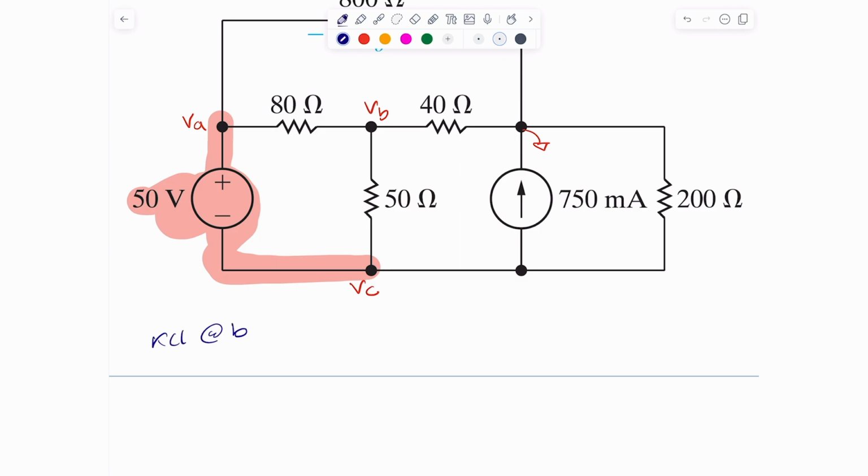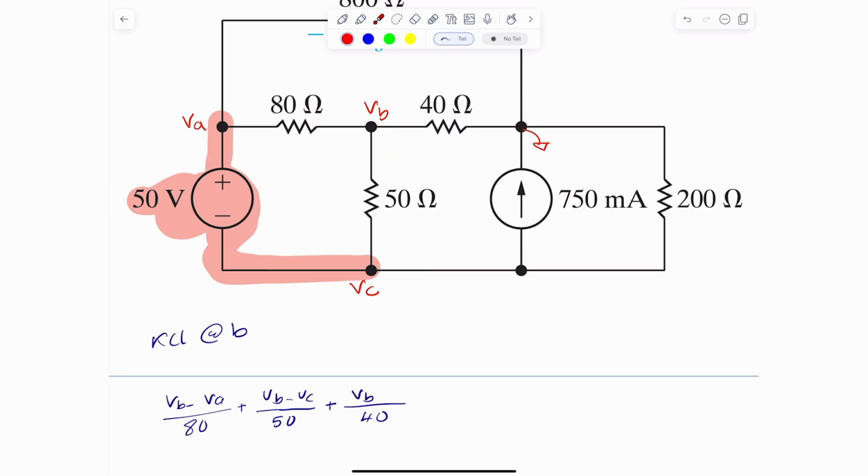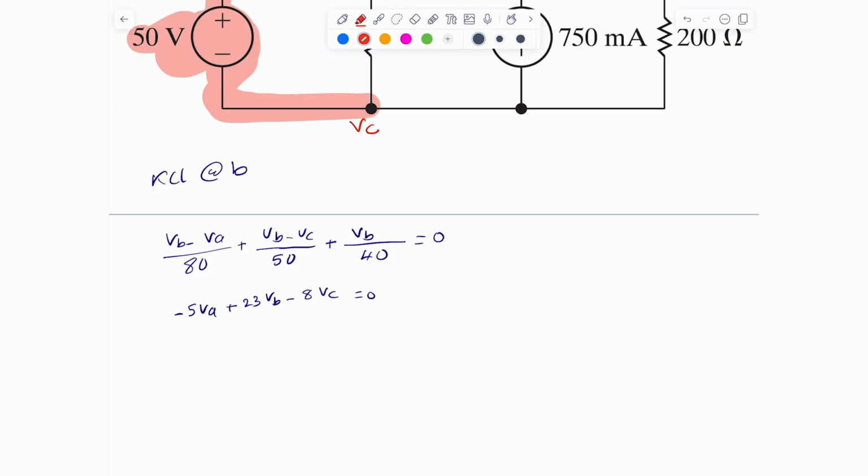That will be VB minus VA divided by 80, plus VB minus VC divided by 50. Basically I wrote the one from here again. Even though VA and VC are part of the supernode, you should keep them when you're writing these equations. And then here we have plus, I believe, VB minus 0 divided by 40. So I have written 1, 2, and 3, and that's good. That will equal 0. We'll clean it up a little bit, and that will be this equation in here: minus 5VA plus 23VB minus 8VC. And that will be our first equation.